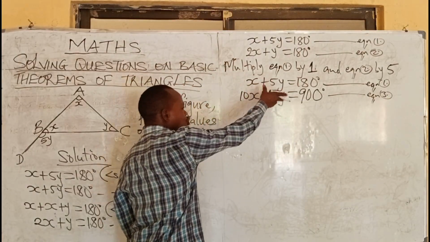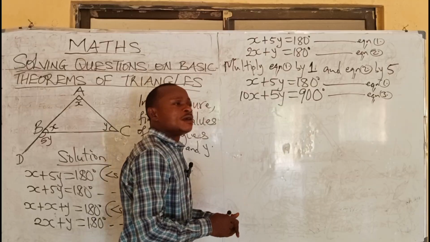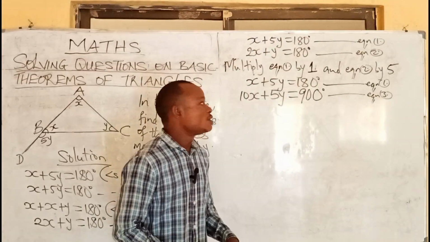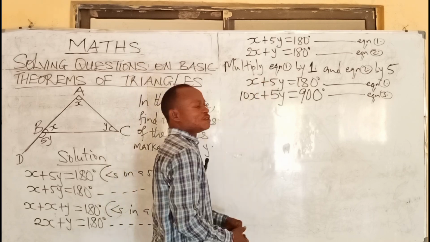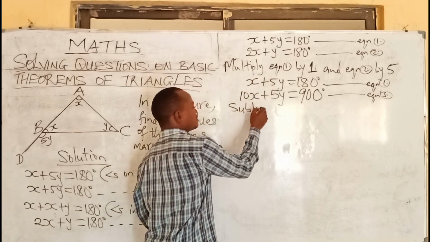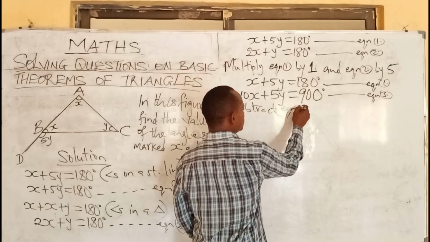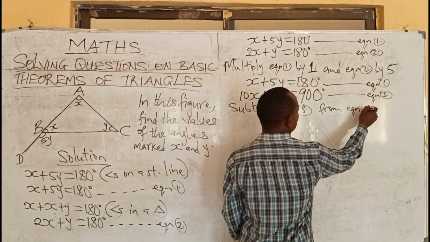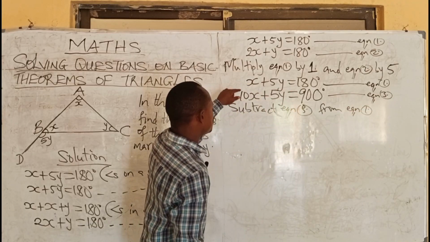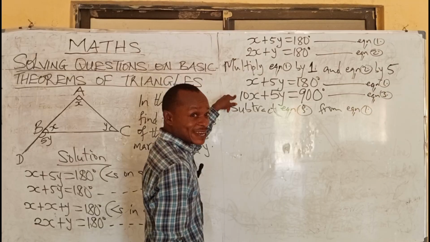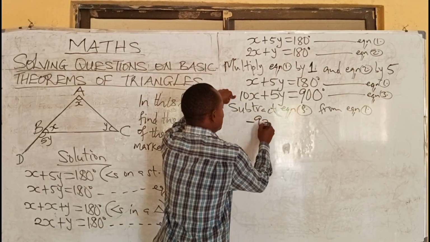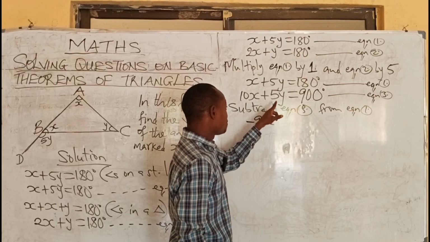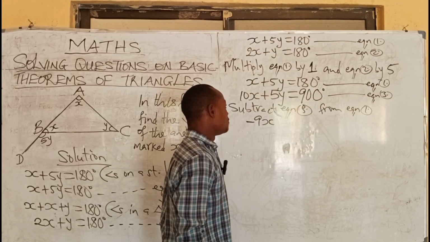Now, when you are eliminating, if the signs of the variable you want to eliminate are the same, you subtract. Since the signs are both positive, we are going to subtract. So we say subtract equation 3 from equation 1. We are subtracting this from this. So x minus 10x will give us minus 9x. And then plus 5y minus plus 5y will give us 0.